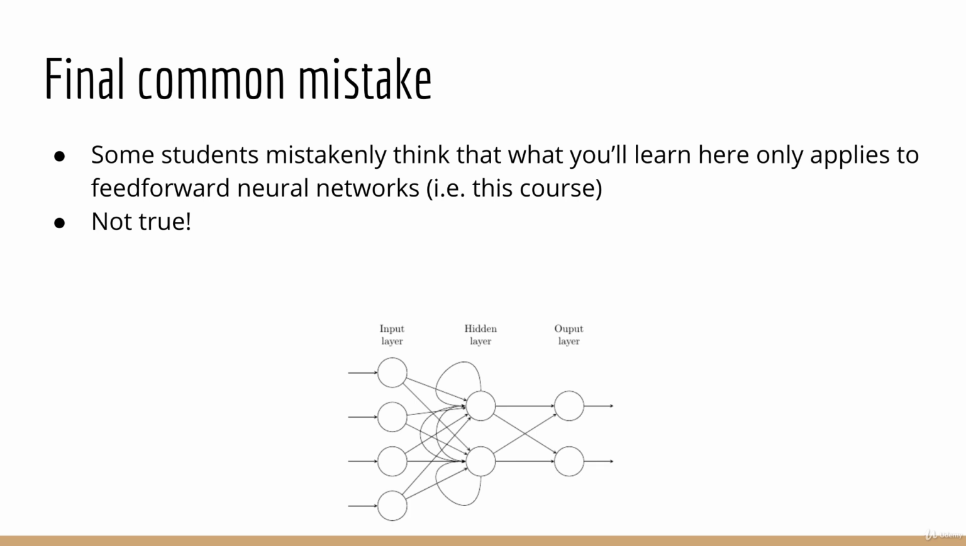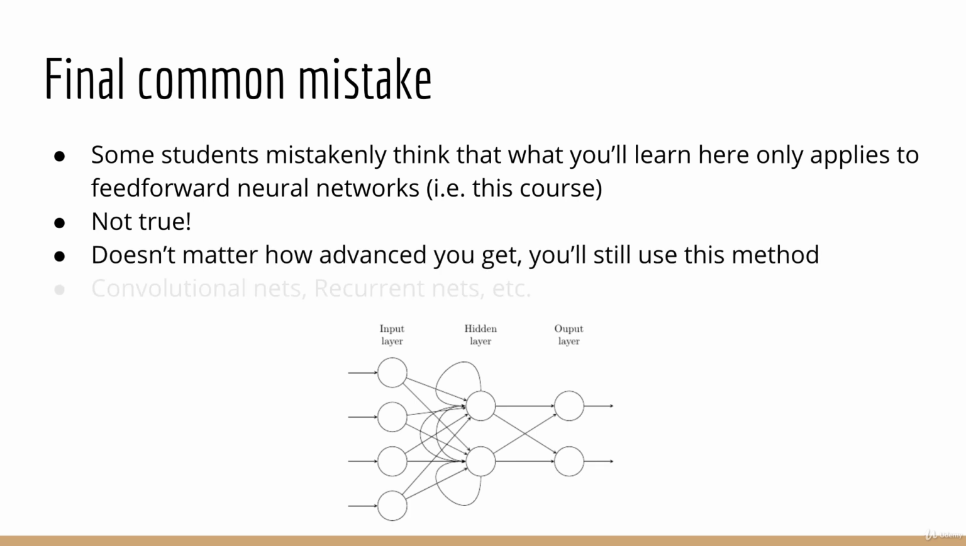It doesn't matter how advanced you get in deep learning, whether that's convolutional neural networks, recurrent neural networks, or any other fancy new neural network that's been invented recently. We always use this method. It's just gradient descent. It happens to have a fancy name, which is backpropagation, but realize that it's just the name that's fancy, not any of the technical details.